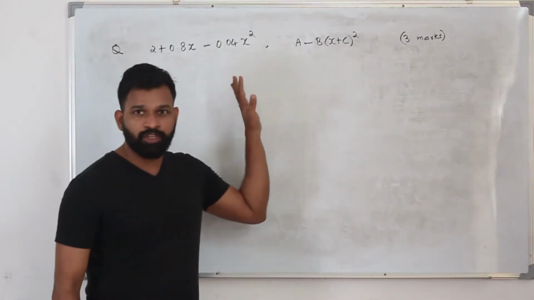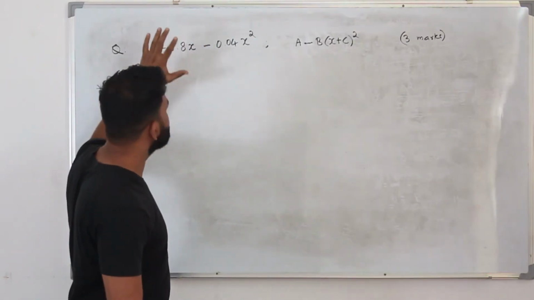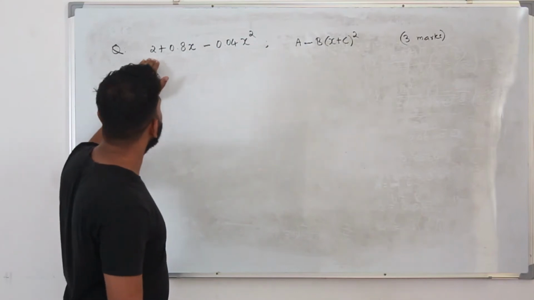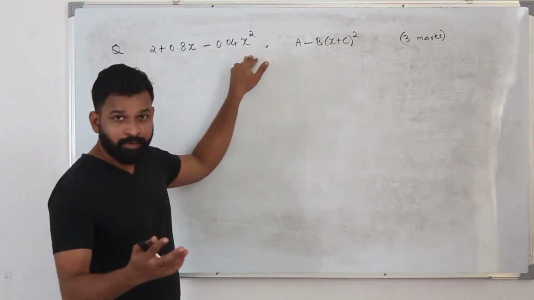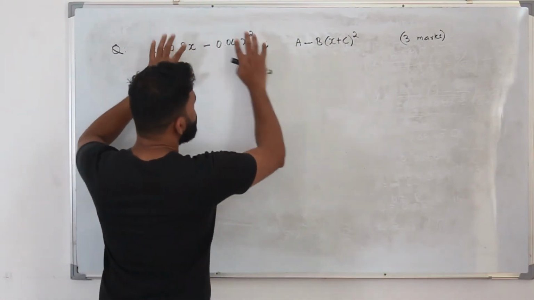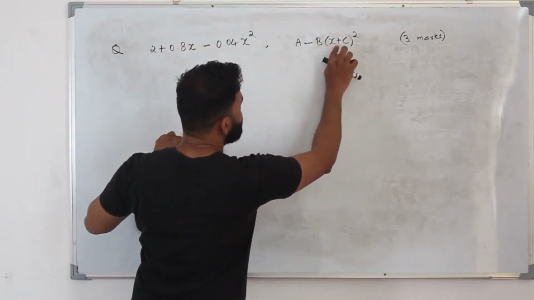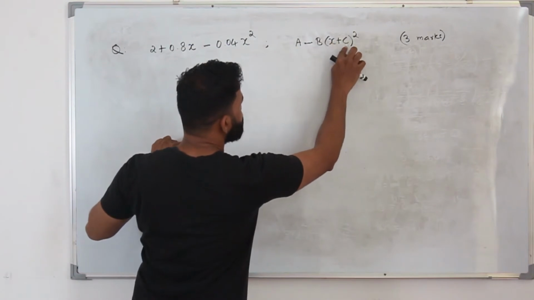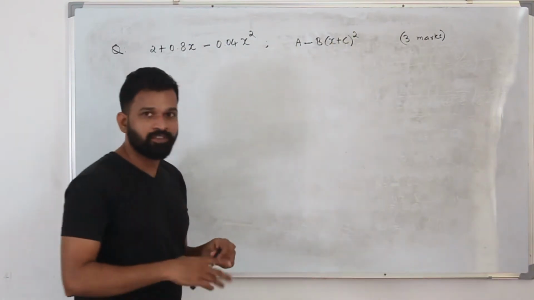Okay, look at this question. This question is taken from exercise 2C. You are given a quadratic expression involving decimal numbers. They want you to express this in this form: a minus b into (x plus c) whole square. This question has 3 marks.